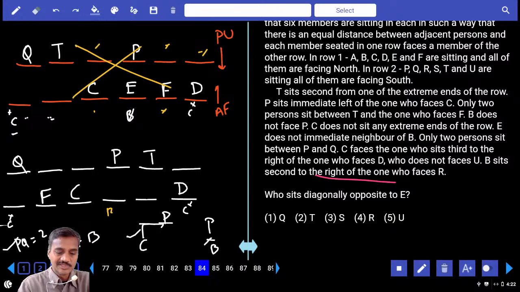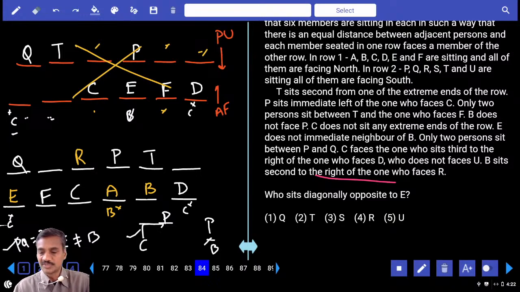Now B cannot be at this place because B and P are not adjacent. Hence where should B be? B is here. Now B is here, R's opposite second to the right is B. B and E are not adjacent, so E is here. Now if E is here, who is the person left over? A is the person left over. And there are 2 more persons. D does not face U, so U cannot be here, U must be here. Now if U is here, S is the person left over. Done?